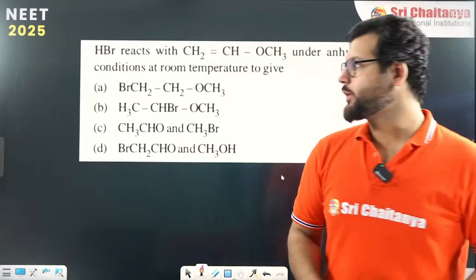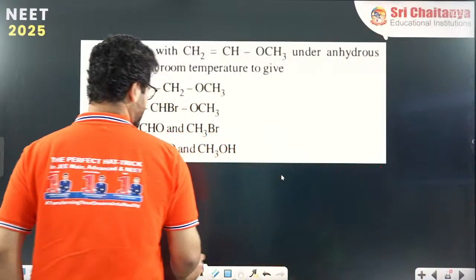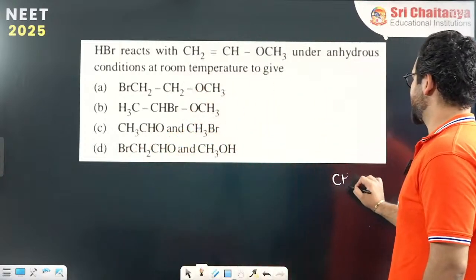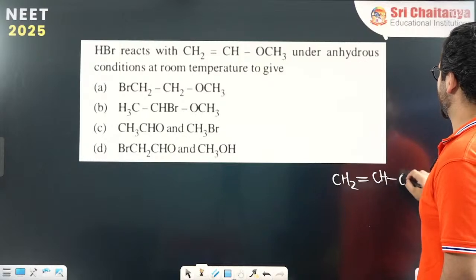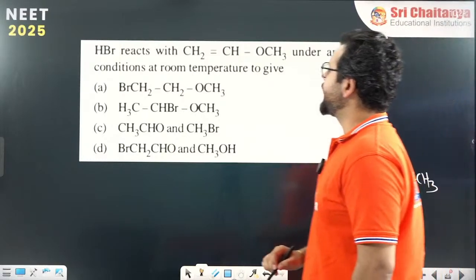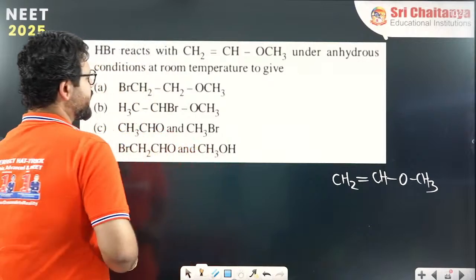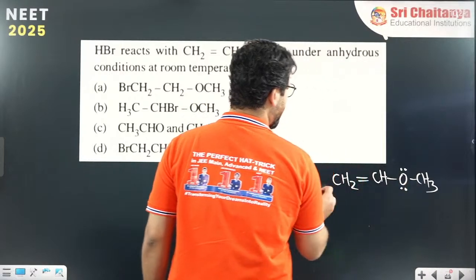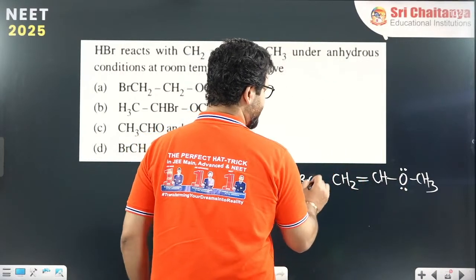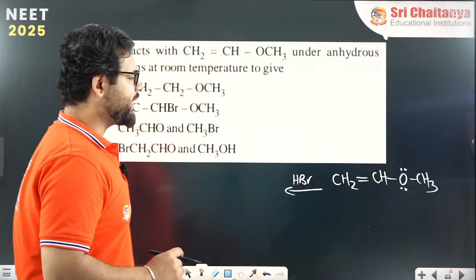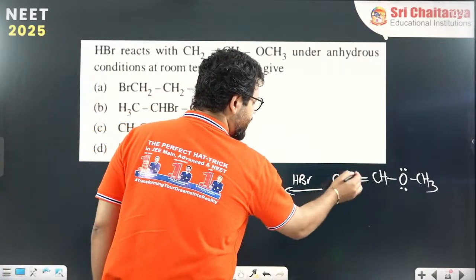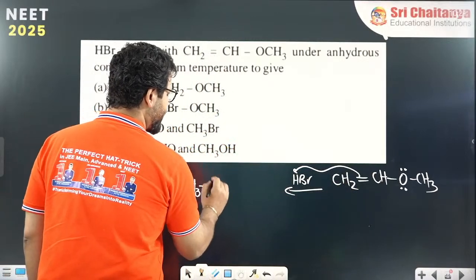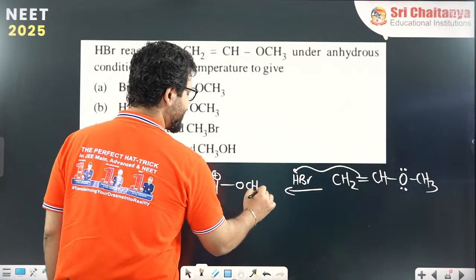Okay. Next one is HBr reacts with this particular alkene. This alkene looks like this. Under anhydrous condition at room temperature to give. So we are doing a addition reaction with the HBr here, which follows Markovnikov rule. But be very careful to make the best carbocation possible. So here the carbocation will be very stable next to a OCH3 group, which can give it resonance.